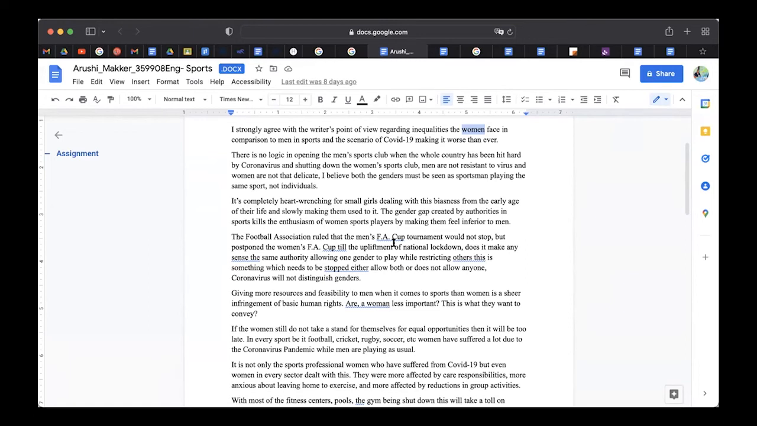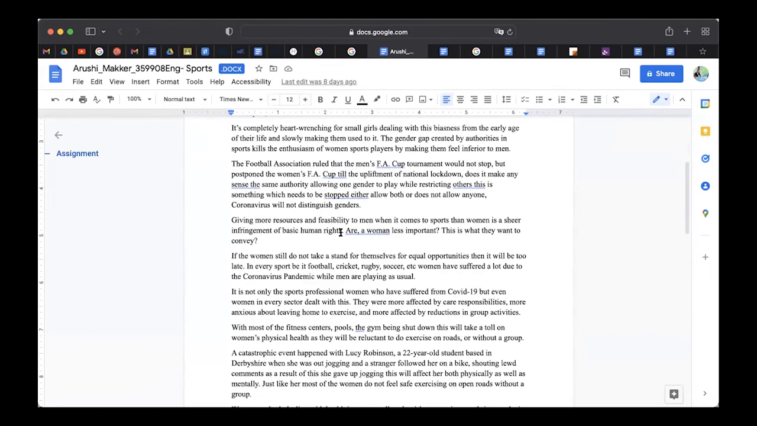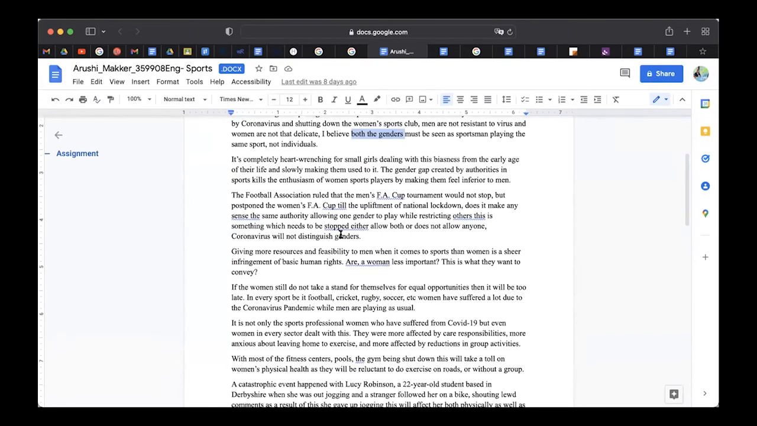So, sports people, gender neutral language. If you're using both the genders, you can't say sportsman. And anyway, it should be everyone's prerogative to move to gender neutral language. So: must be seen as sports people or sports players actually playing the same sport, not as individuals. Moving forward, it's completely heart-wrenching for small girls dealing with this biasness. Dealing with this bias, already it's a noun, you don't need an S there.